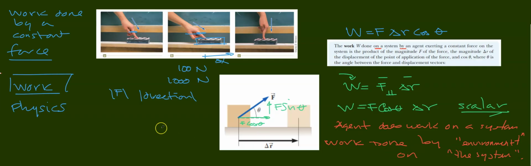So we define the system, we define the environment, and then when we talk about work, this also needs to be very clear. Another important concept is that the work has to do with the displacement of the point of application of the force. In this case, the force is applied at the center of the box and the box moves. So the point of application of the force and the object have the same displacement.